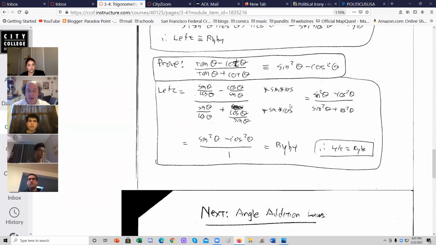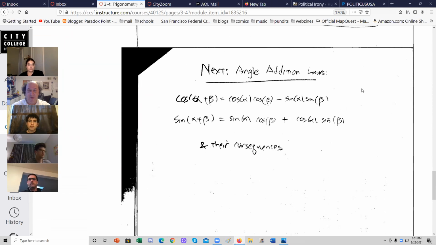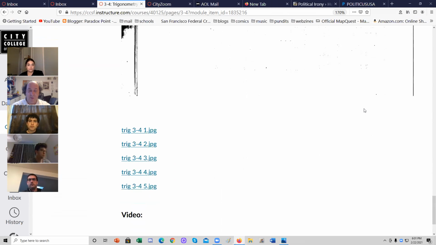Okay, that's it for that. Next time we'll be going over what are called the angle addition laws. These are identities involving cosine of a sum and sine of a sum equals a combination of cosines and sines of alpha and beta. We'll see more about that next time.